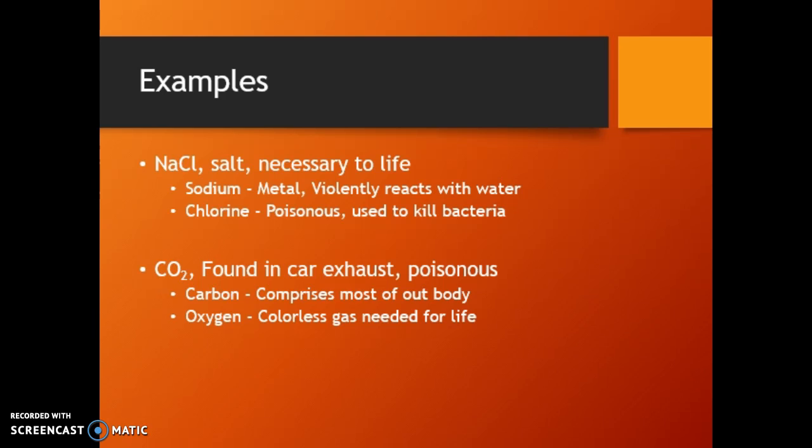Another example is CO2. CO2 is found in car exhaust. It too is poisonous, but it comes from carbon, which is pretty much what most of your body is made out of, and oxygen, which you need to live. So two things that by themselves are relatively harmless, necessary for life, come together to make something that could kill you. So kind of the opposite of the example above. And this is very common in the world of compounds.